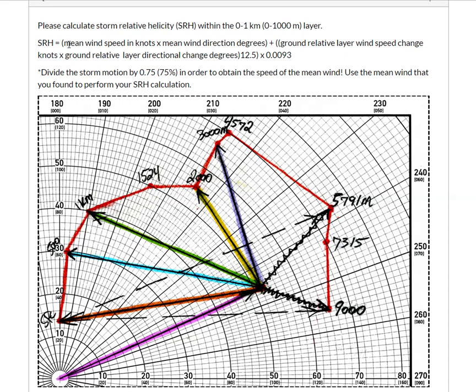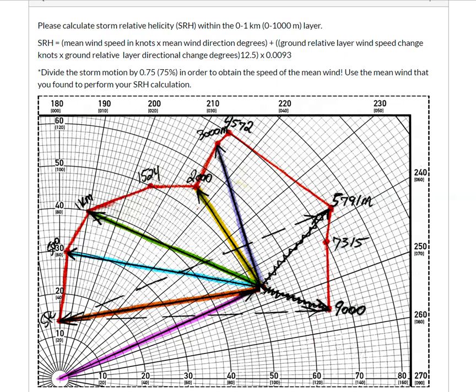So you're going to need to find the mean wind in knots and multiply that by the mean wind direction in degrees. And you're probably asking me already, how do I do that? It's pretty simple. You'll just take your storm motion that you found, your storm motion vector, right there, your motion dot, and you'll divide that by 0.75, okay? So basically the mean wind, the storm motion, is 75% of the mean wind.